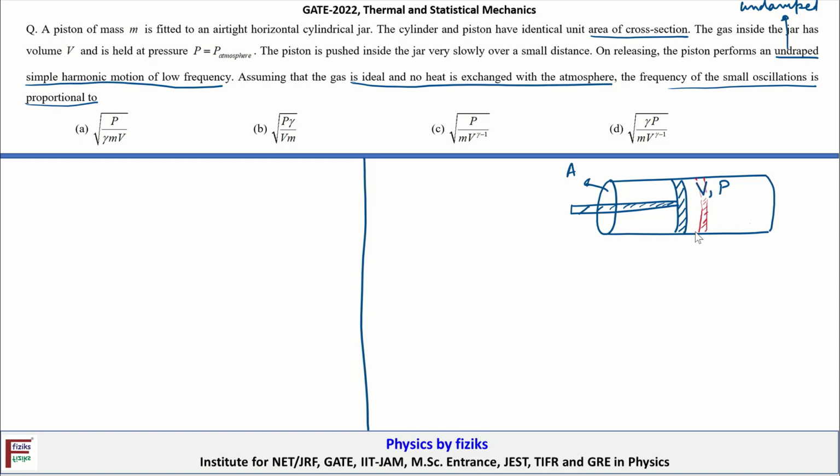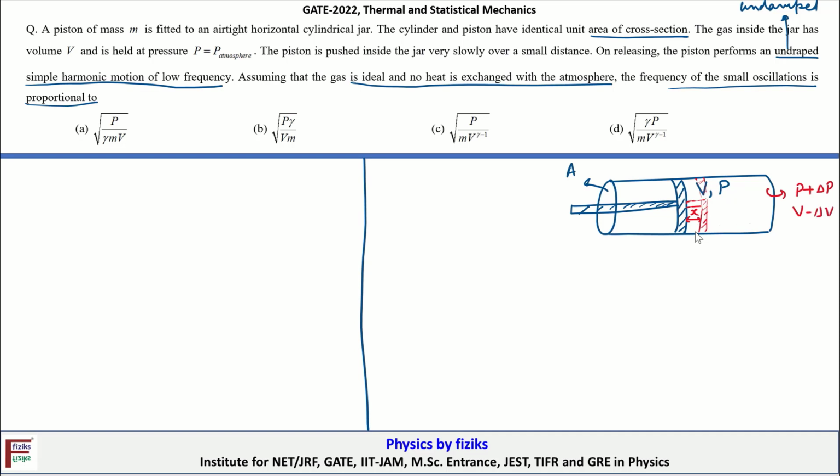Now let's say this is the new position, and it has moved by a certain distance, let's say dx or x. That means it's basically a compression. So the new pressure inside the chamber will change by a certain amount, let's say P plus delta P, and the corresponding new volume will be V minus delta V.